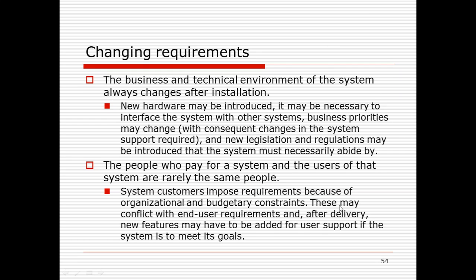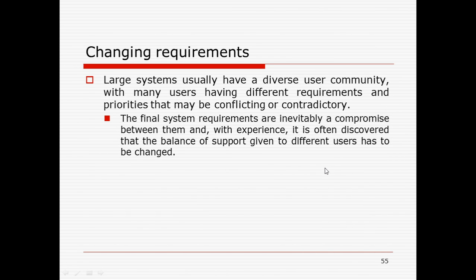The people who pay for the system and the users of that system are rarely the same people. That is another reason. Many a time, the people who pay for the system and the people who are going to use the system may not be the same set of people. In that case also, the requirement change may come. The requirements have been gathered from the people who have paid for the system, and later it is found that some other set of people are demanding some other kind of requirements. So the system may have to be changed. These are the reasons for changing requirements.